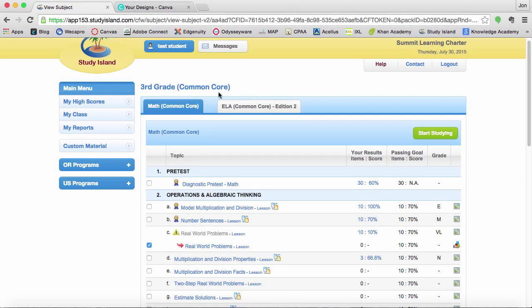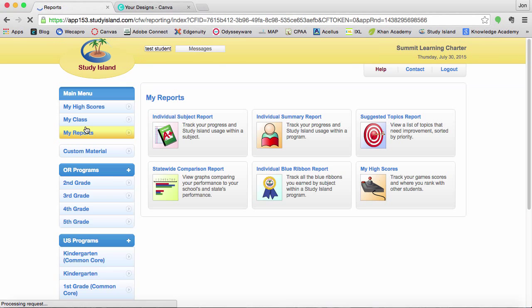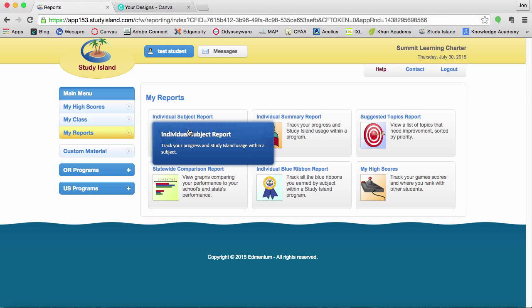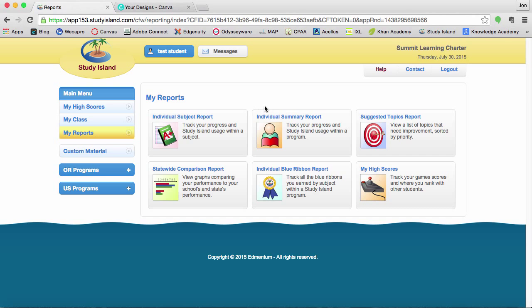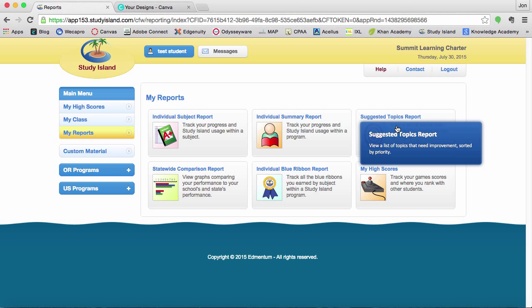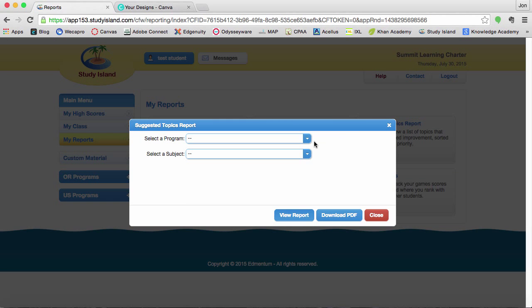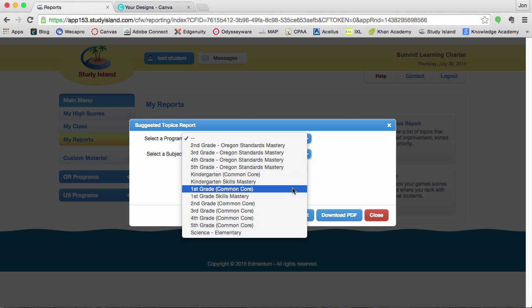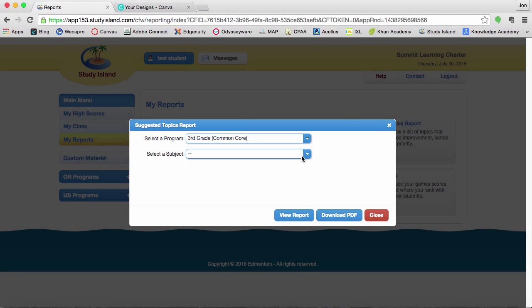There also are a lot of reports for parents and students in here as well. So if I click on My Reports, I can get an individual subject report. I can track how they're doing, what they're working on. An individual summary report, suggested topics, things that as my student is working through may target which specific skills need improvement or work. If I go ahead and click on this, I'm going to click on the third grade Common Core. Let's click on Math. Let's view the report.